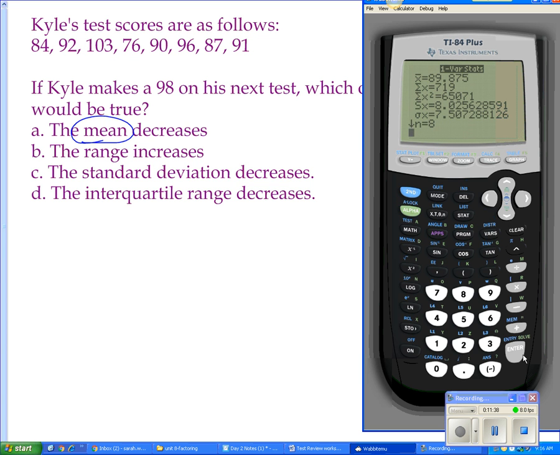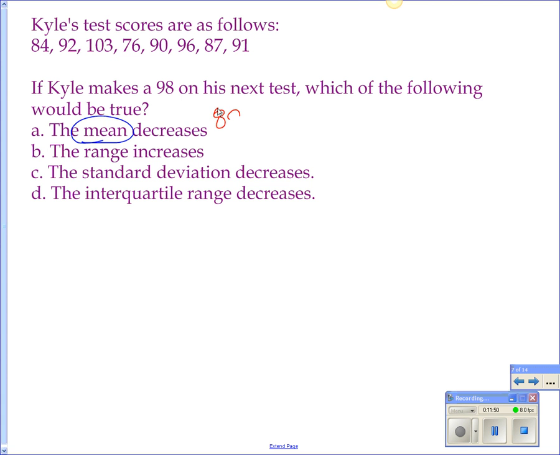Elijah, what is the calculator? Which one of these numbers is the mean? Good. The X with the bar over it. All right, X bar. So 89 point, what was it, 9? Okay. That was the average.